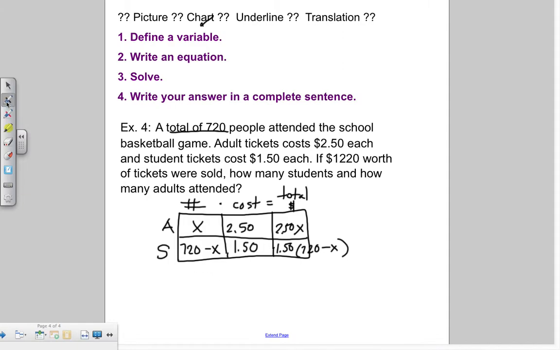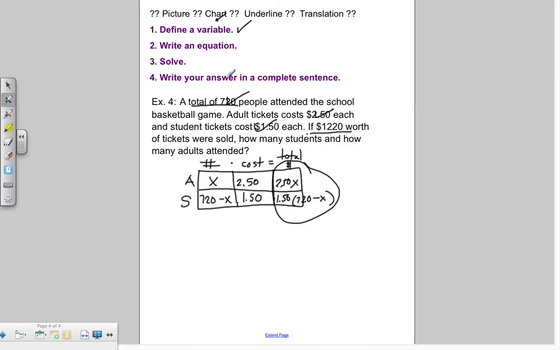So now I'm going to write my equation, because all I've done here really is do the chart and define a variable. So the chart comes in here. I've used that. This is all that's left. $1,220 worth of tickets were sold. So my total money from adults is here. My total money from students is here. That has to add up to give me $1,220. So 250x plus 150 times 720 minus x equals 1,220.